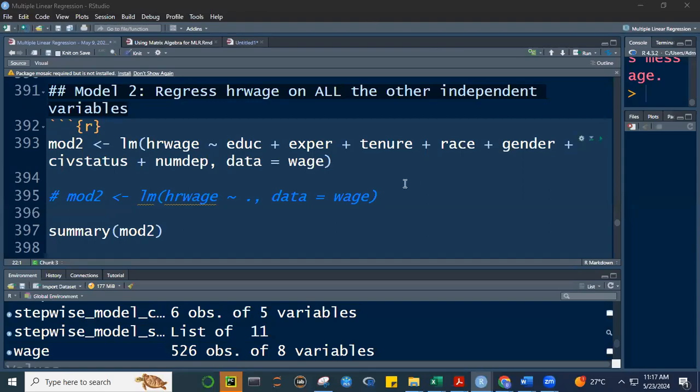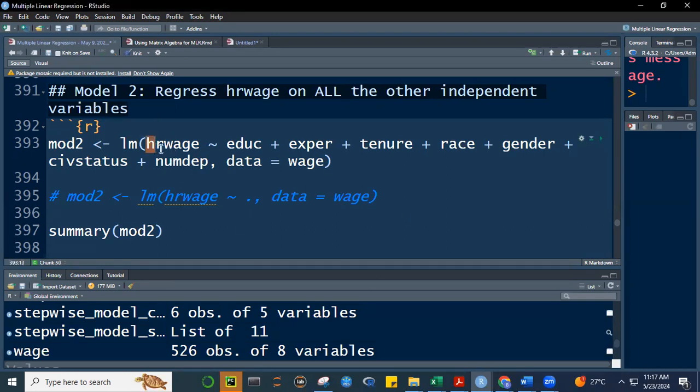Good morning, everyone. Today we're going to continue our discussion on multiple linear regression. Last time we looked at the model where we were regressing hourly wage, the dependent variable, on our explanatory variables. Our explanatory variables consist of education, experience, tenure, and number of dependents, all quantitative variables, and race, gender, and civil status, all categorical variables. Now, I just loaded the data.